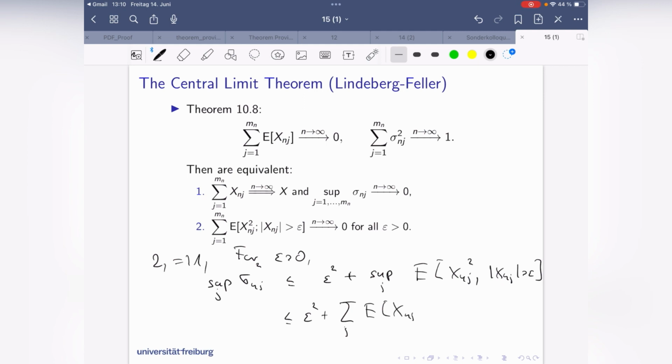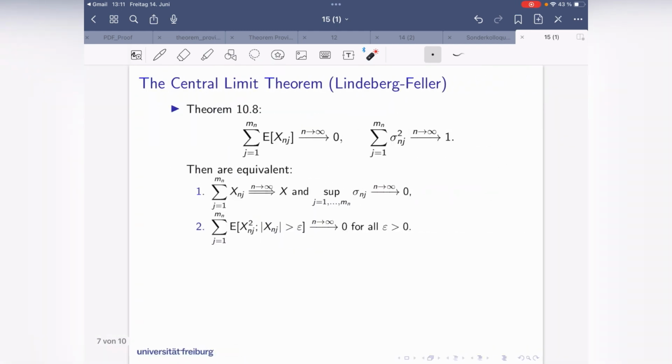And I'm doing this, of course, because the Lindeberg condition gives me something about this sum here. So this sum here converges to 0. This here is epsilon square. And now I've shown that this supremum here, which has a square, converges to something smaller than epsilon square. That holds for all epsilon, which means it converges to 0. And that's exactly what I have to show here. Okay, that was an exercise and maybe not too interesting.